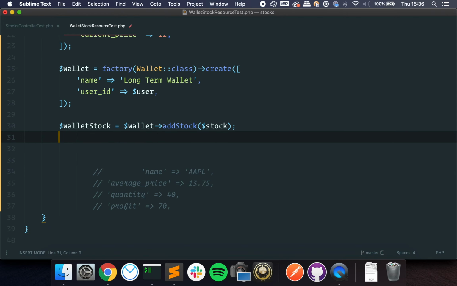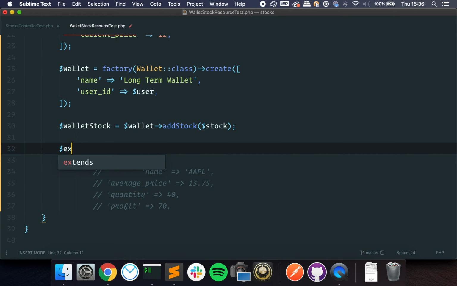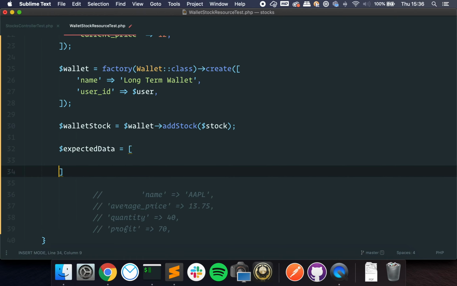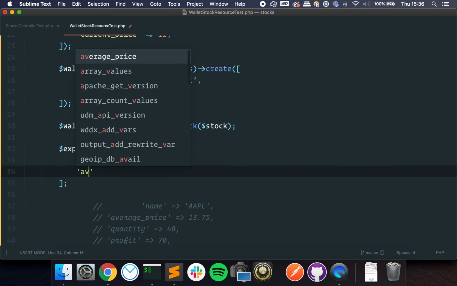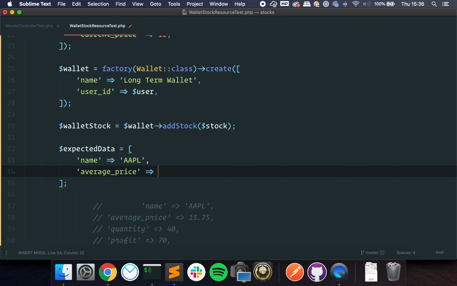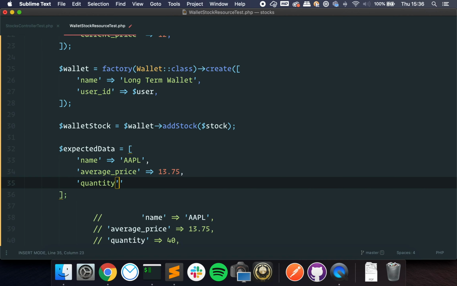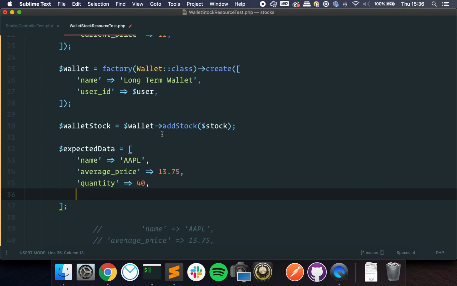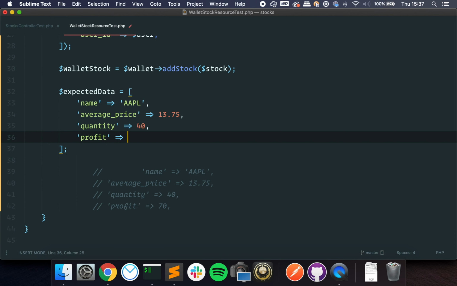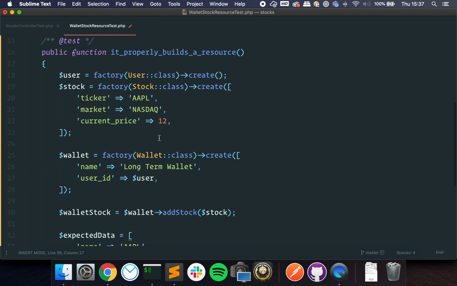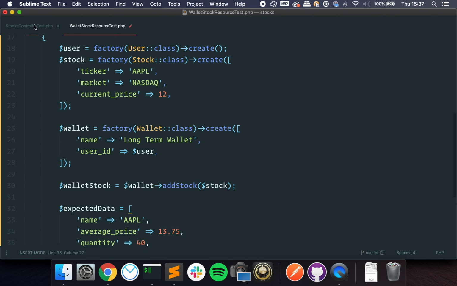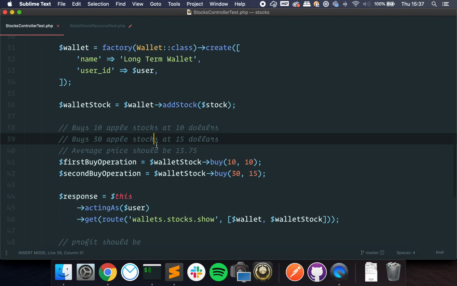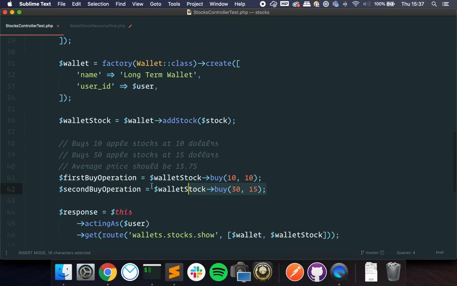Okay, so the first thing that we need to do is let's see what we expect. So let's say expected data is going to be name Apple, average price. We want to make sure this is a float instead of a string. Quantity 40 and profit 70. Let me see if this data is correct. Add stock. Oh, is this correct? Oh, we didn't do the buy operation, so let's copy this as well.